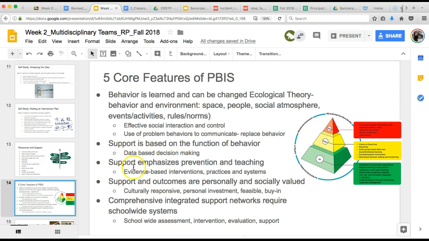And then we talked about data-based decision making and evidence-based interventions, culturally responsive personal investment, and feasible buy-in. So making sure that everything is happening and people are all on board and that it's actually useful for the population you're working with. And then, of course, the school-wide assessment and intervention, evaluation, and support.